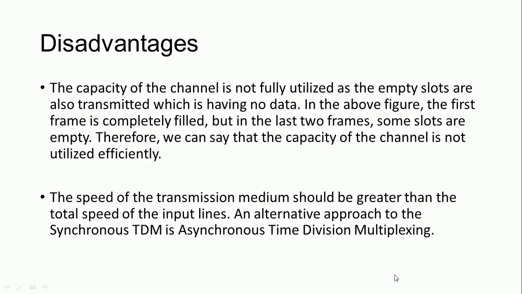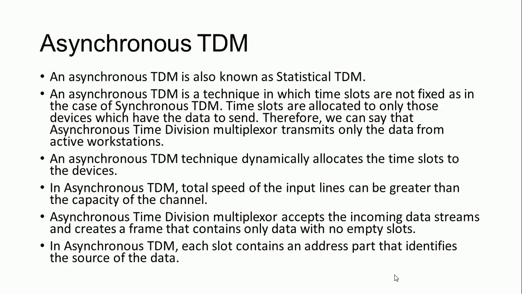So this technique has some disadvantages. One is that the capacity of the channel is not fully utilized, as the empty slots, which have no data, are also transmitted. Then, the speed of the transmission medium should be greater than the total speed of the input lines. To provide an alternative to this technique, TDM has its second type, which is known as asynchronous time division multiplexing. So let's see how it works.